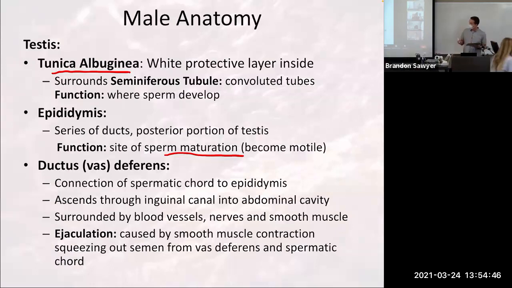And then the ductus deferens, also known as the vas deferens, is continuing on this same tubular system here. And this is what's going to head all the way up into the abdominal cavity. The vas deferens is involved in the ejaculation process because it's all lined with smooth muscle. So when ejaculation occurs, the smooth muscle contracts and pushes all of that sperm towards the penis.